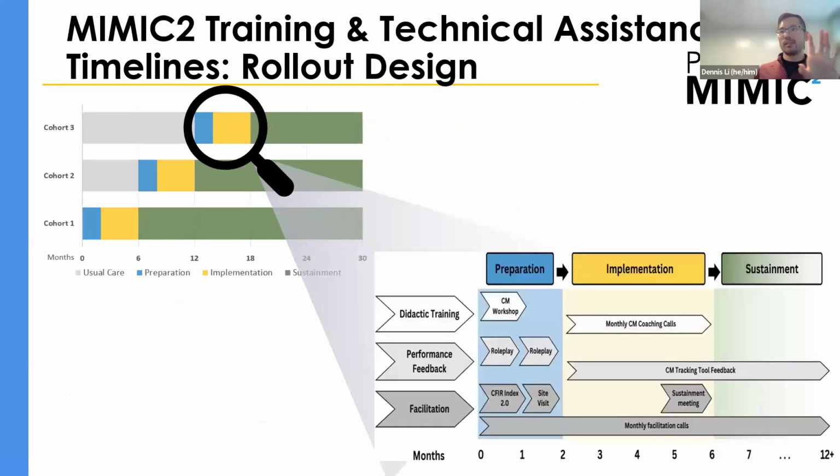To get you a closer look at how the strategy is laid out, this diagram shows you in the preparation phase, there was didactic training, performance feedback and facilitation. So these strategies were used at this point in time. Then when they moved into implementation, they used different sets of strategies, again, getting back to how implementation process and implementation strategies really tie together. And then some strategies were continued into the sustainment phase.